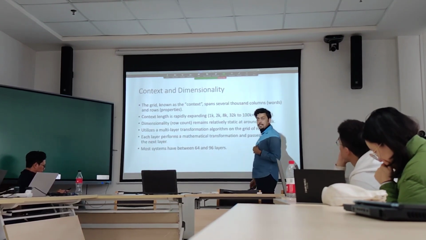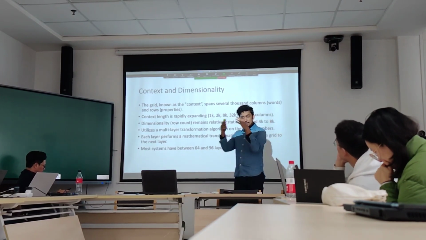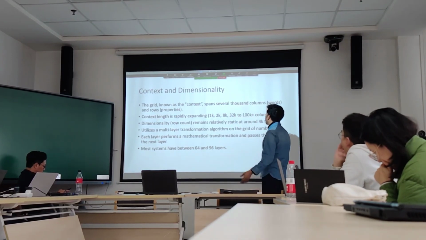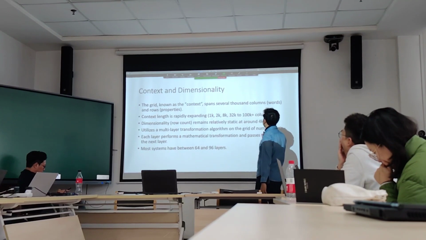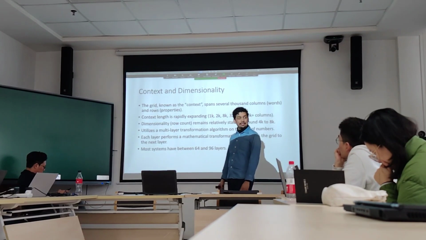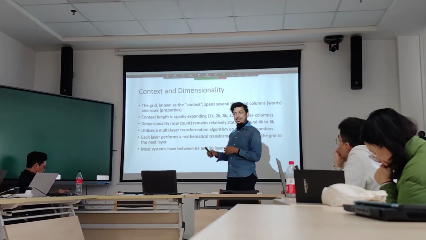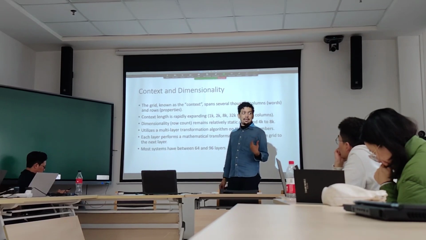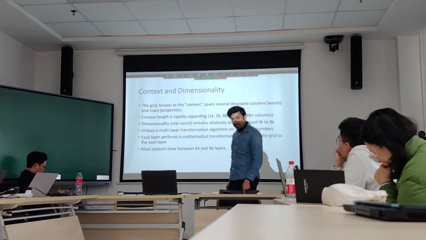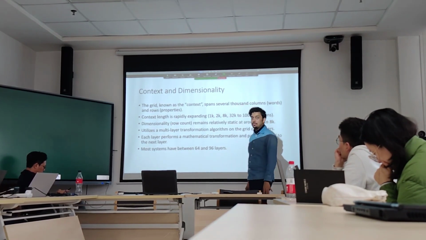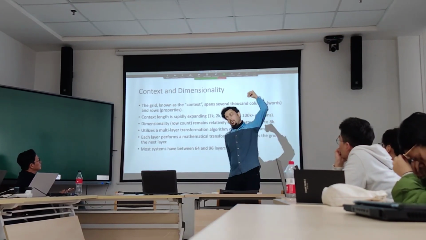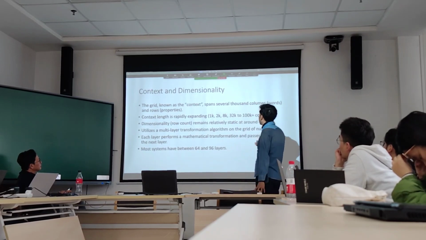Alright. So context and dimensionality. This grid that I have been describing is actually what is called the context. It spans several thousand columns, which are words, and rows. Context length is actually this dimension of the matrix, the number of columns in the matrix. In the case of the largest context models, for example Claude, it is 200,000 words. So it can hold in mind 200,000 words of 8,000 points each.